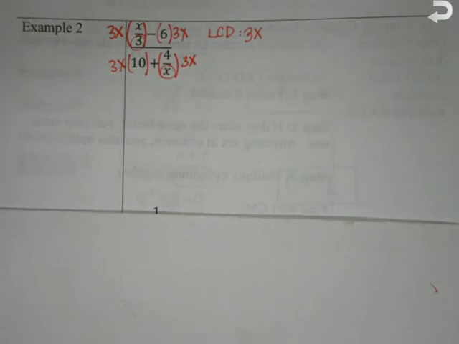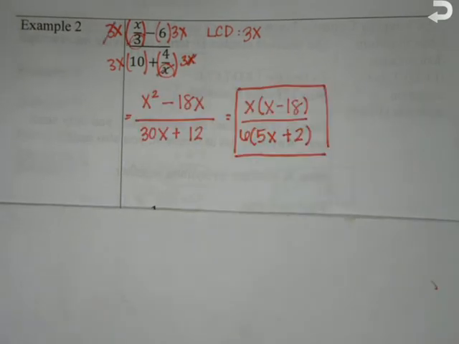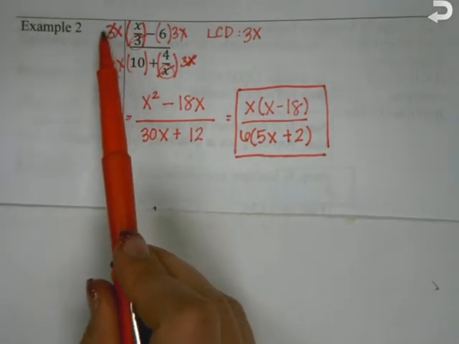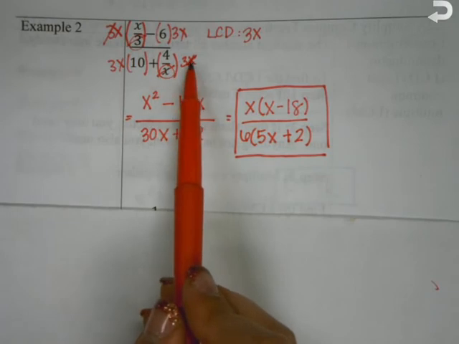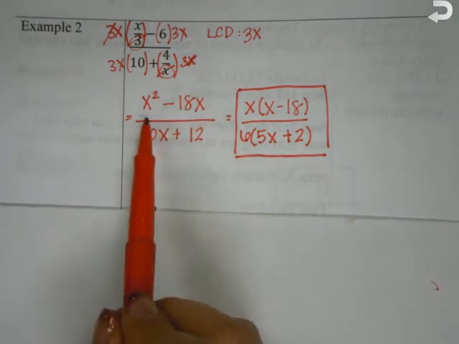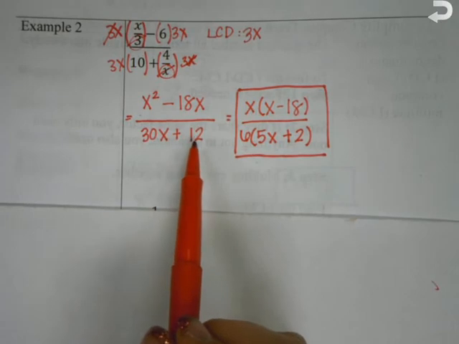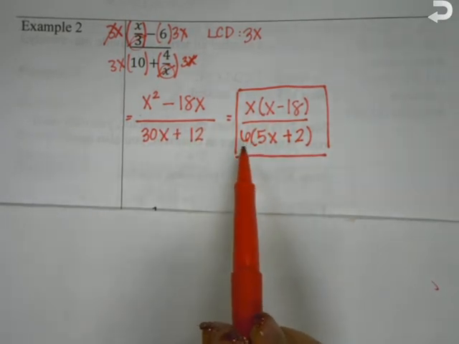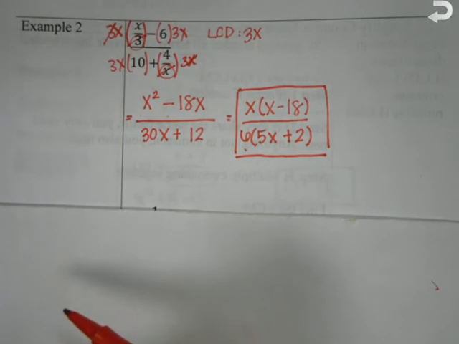Okay, so our LCD was 3x. The 3s canceled here and the x's canceled here, which gave us x squared minus 18x over 30x plus 12. We factored both of those using GCF, but that's our answer because nothing canceled. Sounds good? Sounds awesome. Okay, example 3.